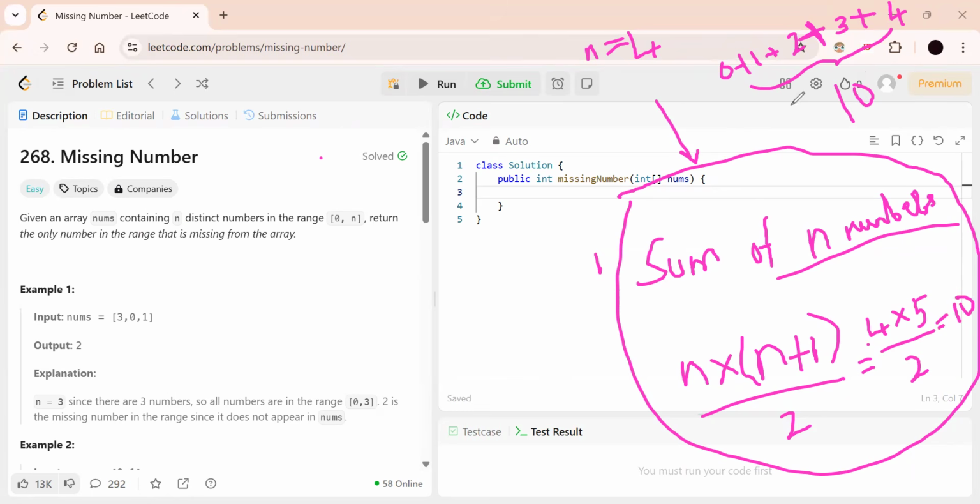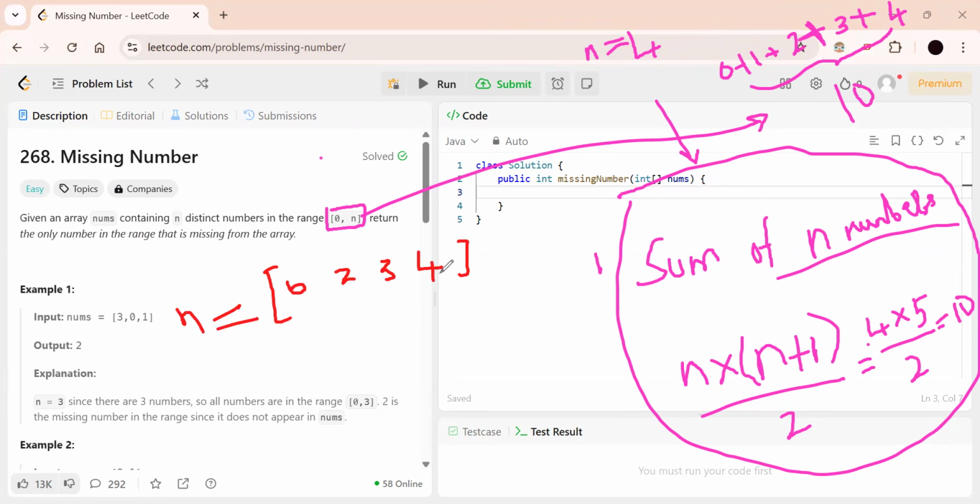Now, according to the question, we should have these numbers 0, 1, 2, 3, 4. But what will they give in the array? They will give us one number missing, something like 0, 2, 3, and 4. This is the array they'll give, and they will ask for the missing number. Obviously, 1 was the missing number. But how will we find this out?